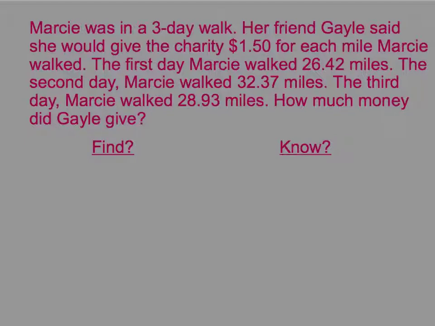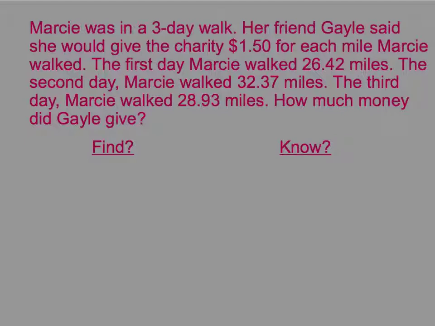Okay, so we are missing one step or one piece of information here that we need to figure out before we can figure out our end question, how much money Gail gave. So I want you to think about the things we know from this problem, the information they did give us, and we also need to figure out what we need to find. That's going to help us figure out that step that goes in the middle.